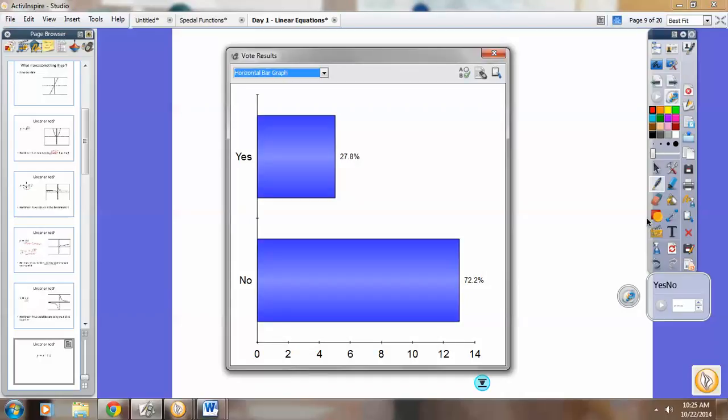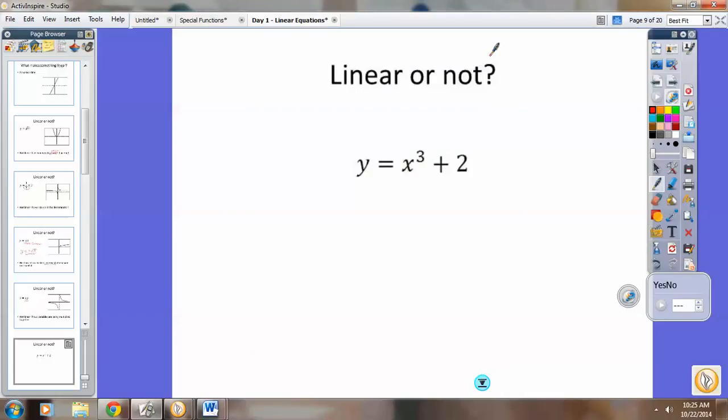It's not linear. Come on, guys. If you said yes, pay attention. Why is this not linear? Hey, Haley. Right. Didn't we say exponent other than 1? We have an exponent of 3, so I would say no, it's not linear.